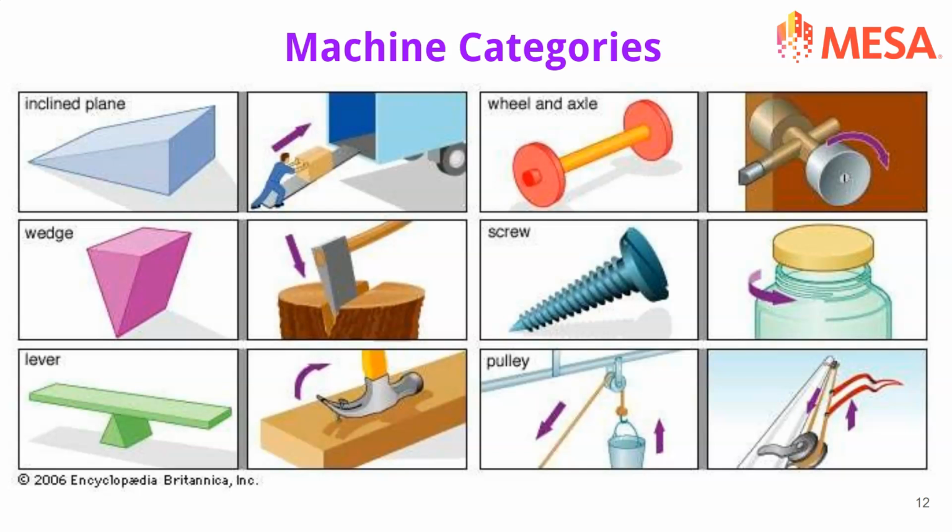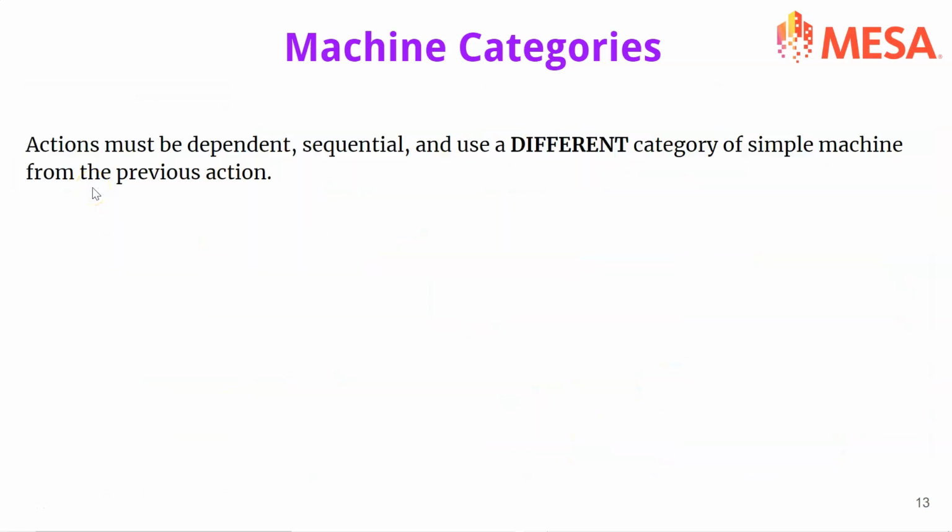Here is a pictorial representation of all the various different types of machine categories, just to give students a heads up and a general idea of what these machines are and what they could be and how they could be used in the competition. And now, going back to that previous statement of actions must be dependent, sequential, and use a different category simple machine from the previous action, what this means is that in order for all actions to count, the previous action must be different from the action that proceeds after it, and etc., etc.